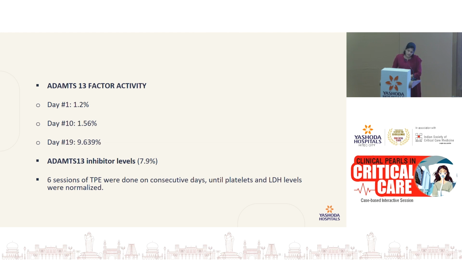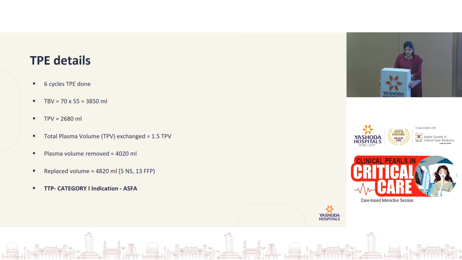On day 1, it is 1.2%. You can see the improvement. Day 19, it is 9.6%. So ADAMTS13 factor activity, if it is normal, it should be above 10%. Why we have done ADAMTS13 inhibitor levels? We should do that because if inhibitor levels are more than 10%, it shows us that it is acquired TTP. So TTP is again category 1 indication, and we have done 6 consecutive cycles.